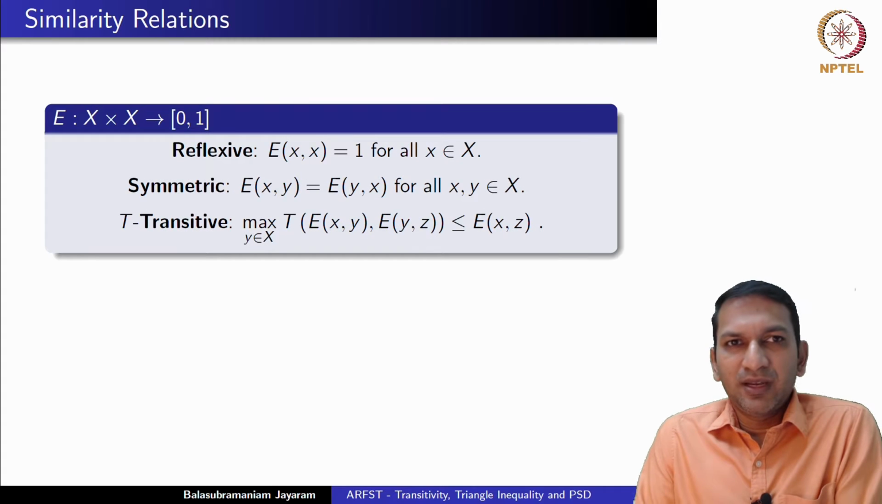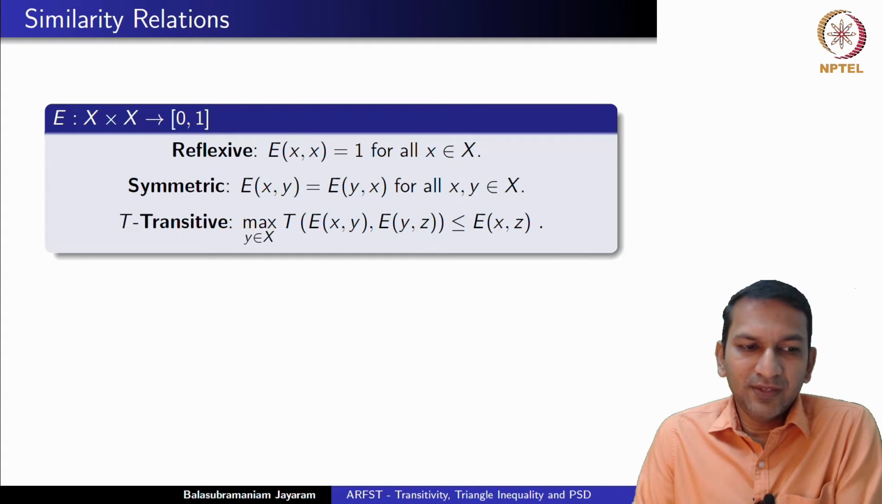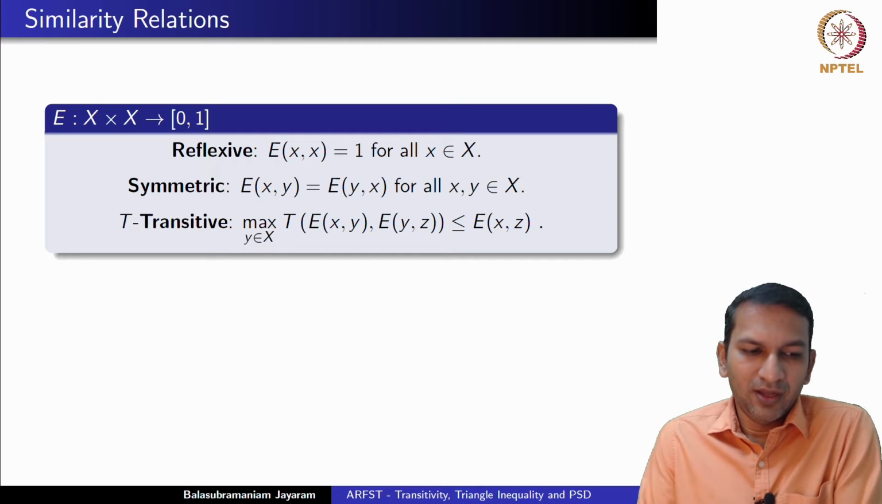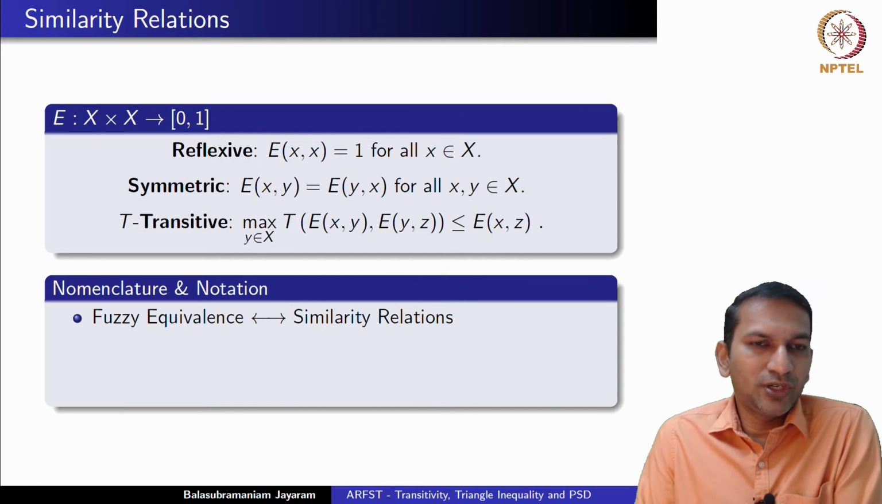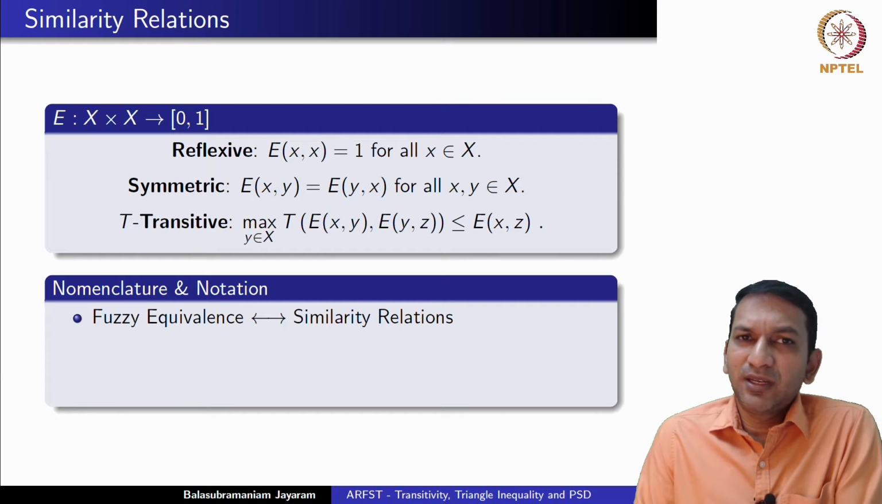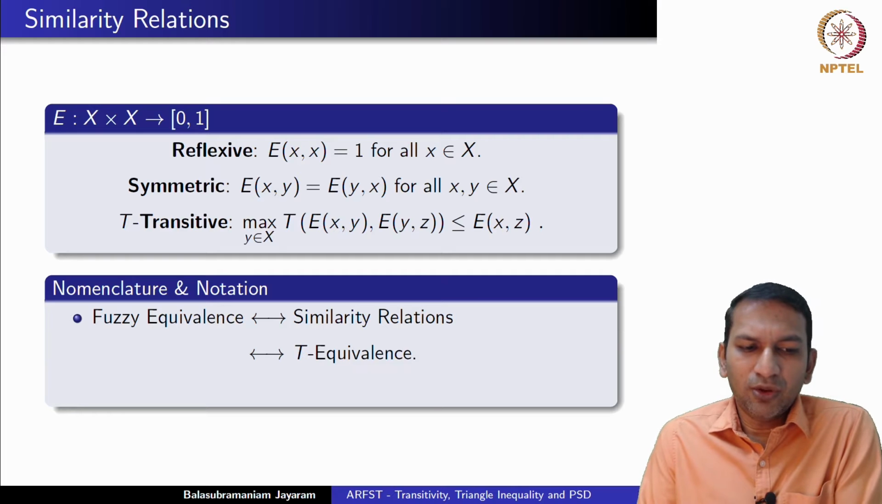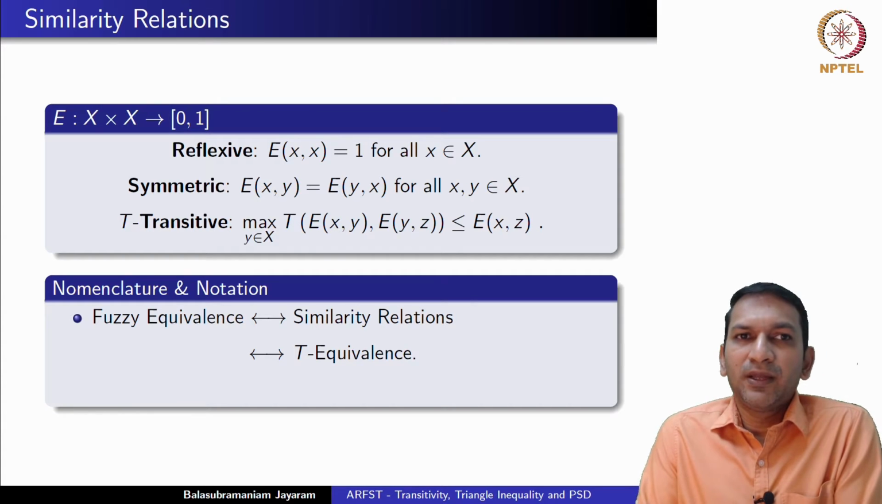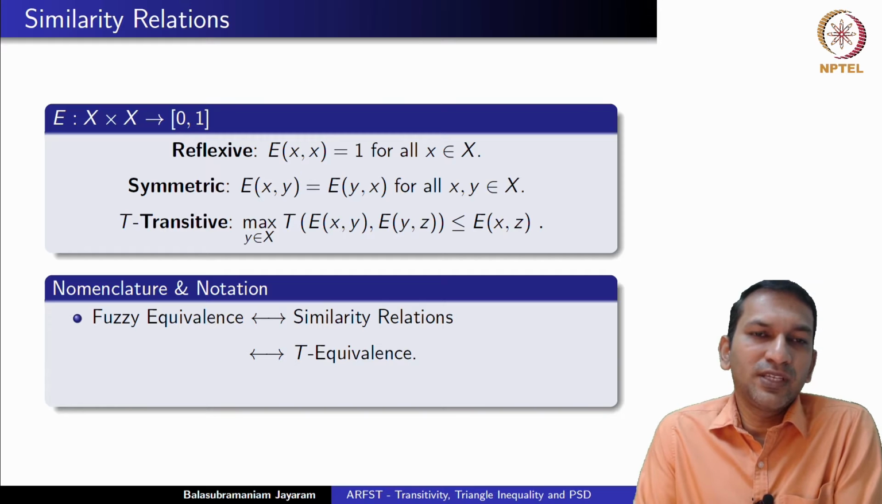We know what a similarity relation is. It's a reflexive, symmetric, and T-transitive fuzzy relation. Now, a note about the nomenclature and notation that we will follow in this lecture. We know fuzzy equivalence relations are also called similarity relations. They are also called T-equivalence relations. In the literature, this is also a term that is used to refer to fuzzy similarity relations, where it is clearly marked what the T is, and hence you will talk about T-equivalence where the T is the T-norm.